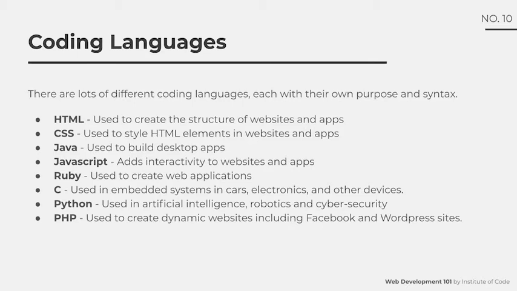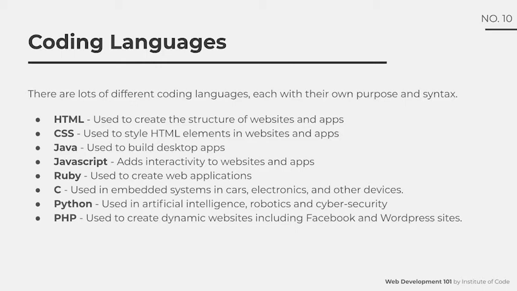Then you've got things like Ruby. You might have heard of Ruby. C is used in embedded systems, cars, electronics, other devices. Python is often used in artificial intelligence and robotics and cybersecurity. And PHP is used in dynamic websites, so it powers sites like Facebook and WordPress.